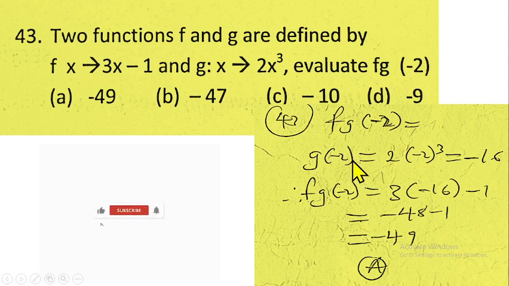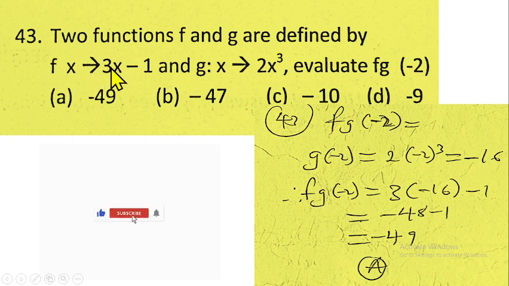G of minus 2 means that whenever you see x in g of x, you put minus 2 there. That will give us 2 into bracket minus 2 cubed. Minus 2 cubed is minus 8, times 2 gives us minus 16. So this minus 16 will now be put into f of x. So technically f of g of minus 2: anywhere you see x in f, you put whatever you get as g of minus 2 there.